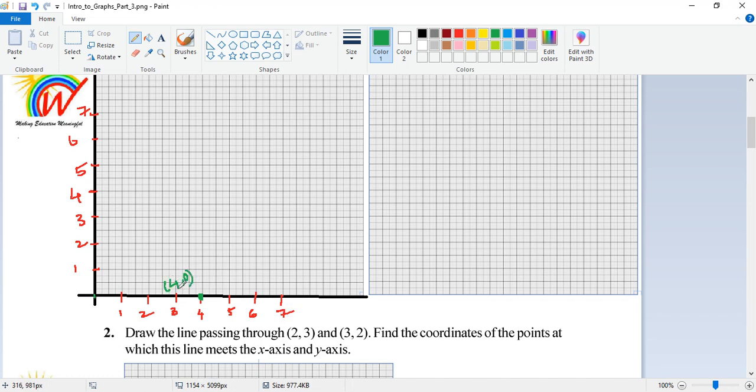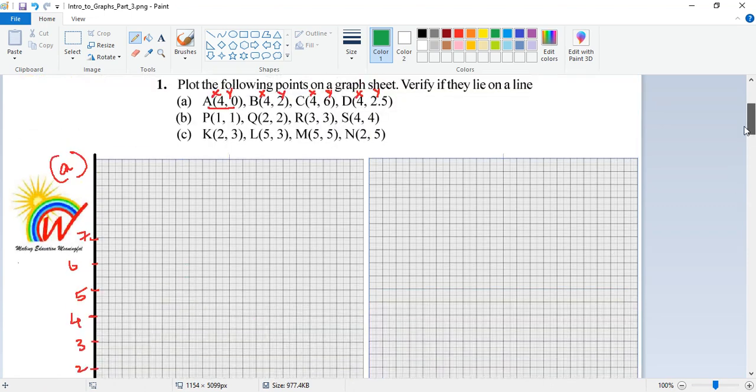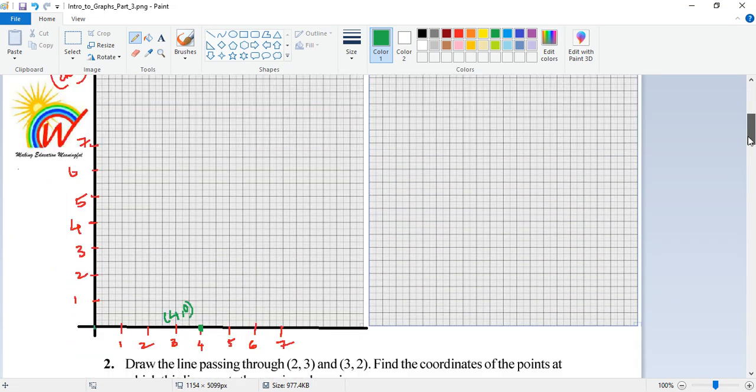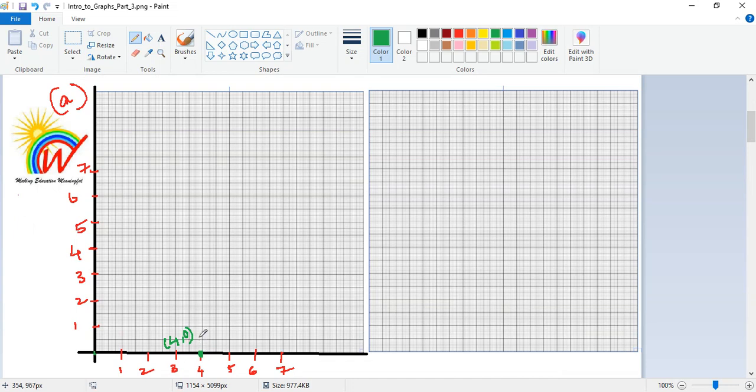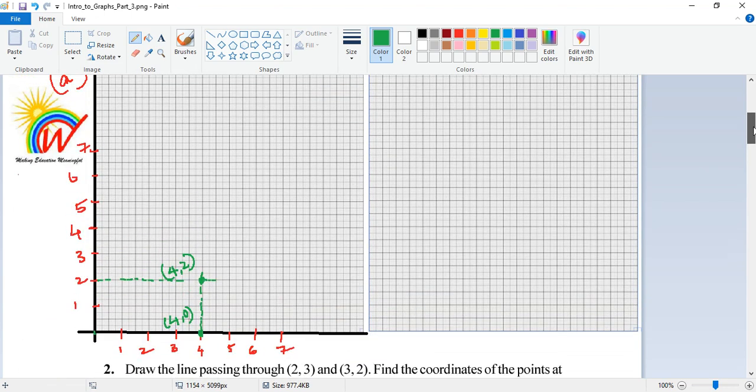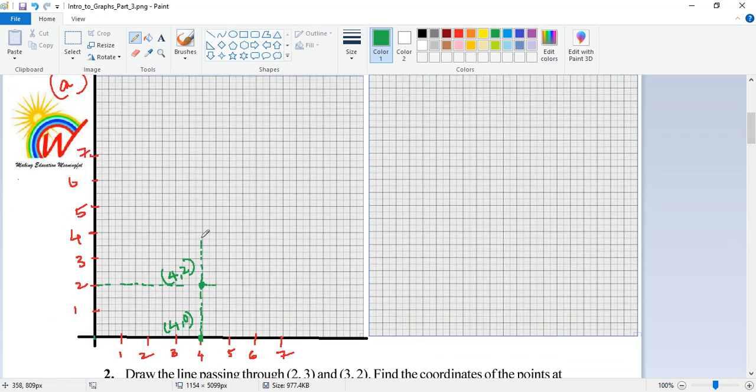All right, then the next one is 4 comma 2. So 4 on the x-axis and 2 on the y-axis. You should see 2 on the y-axis is over here, right? And 4 on the x-axis is over here. So this point of intersection is your 4 comma 2. Next is 4 comma 6. So you go to 4, which is just like that, and 6 is over here. So this is 4 comma 6.